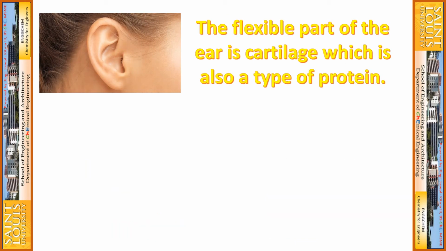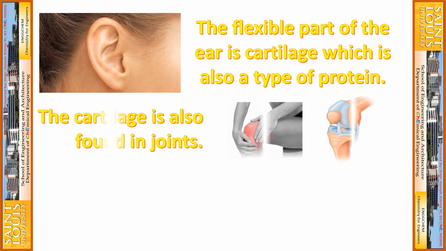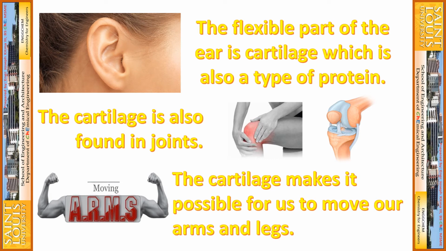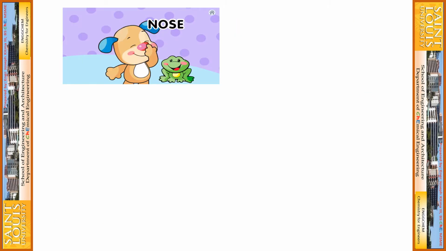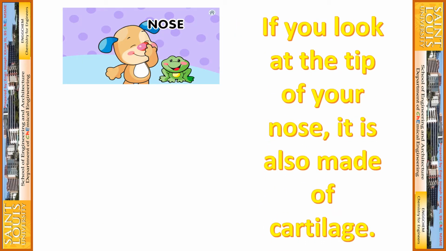The flexible part of the ear is cartilage, which is also a type of protein. The cartilage is also found in joints. The cartilage makes it possible for us to move our arms and legs. If you look at the tip of your nose, it is also made of cartilage.